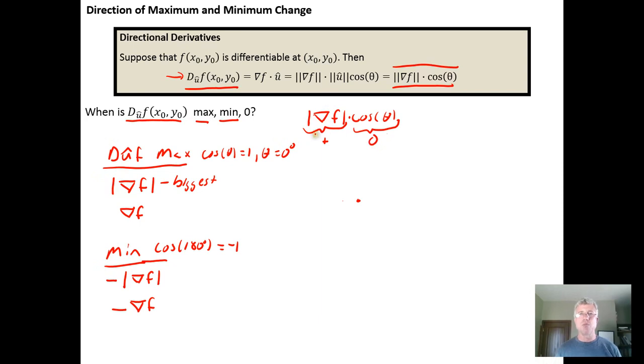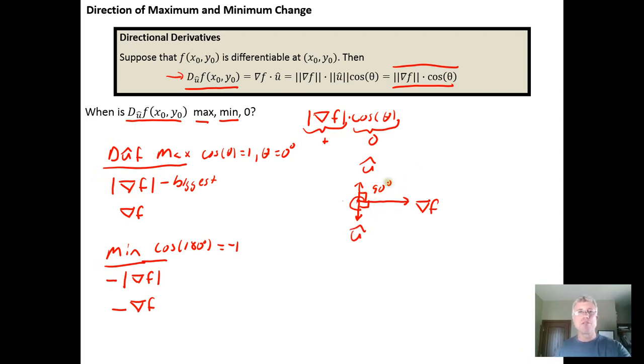0 times the gradient will be 0. So the directional derivative will always be 0 when the cosine of theta is 0. So if here's the gradient vector, grad f, or del f, then either u hat needs to be at an angle of 90 degrees because the cosine of 90 degrees is 0, or it needs to be at 270 degrees because the cosine of 270 degrees is 0. In other words, the gradient of f needs to be hitting u hat at a right angle.